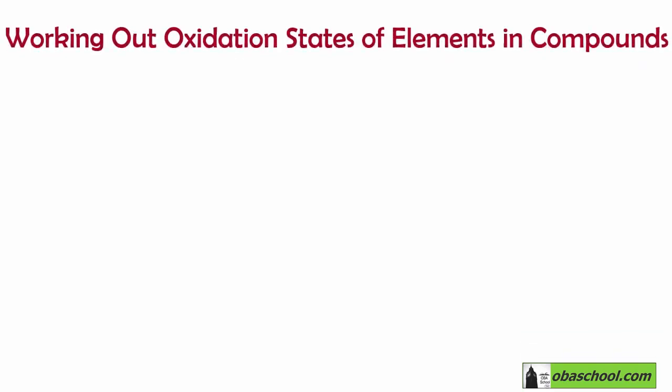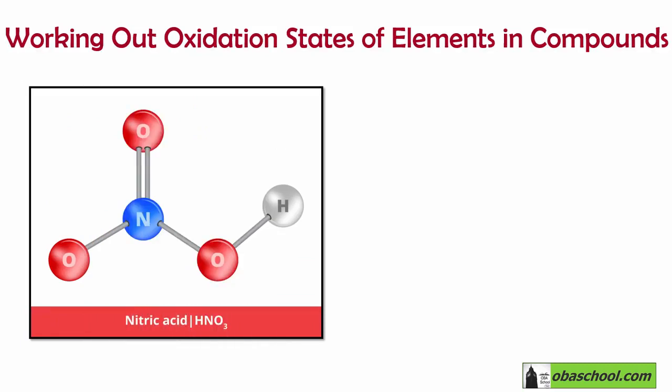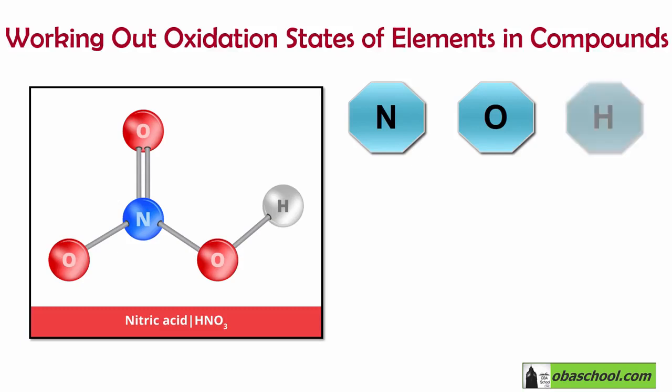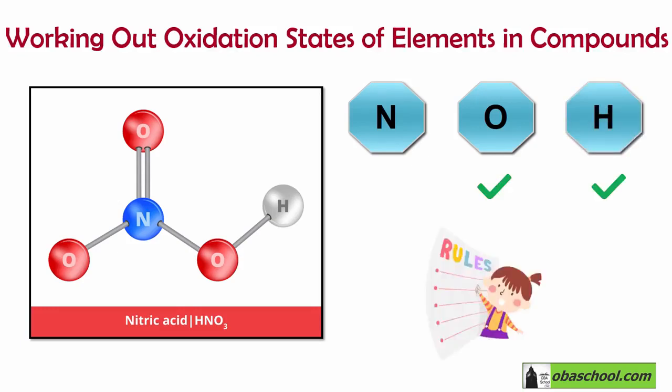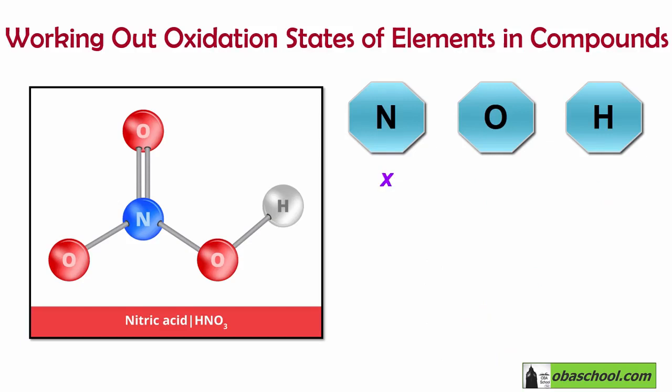Let's take another example. Now we have nitric acid, HNO3. We have 3 elements in this compound, which are nitrogen, oxygen, and hydrogen. From the rules, we know the oxidation numbers of oxygen and hydrogen, and thus we are left with nitrogen and we have to find it. So let X be the oxidation number of nitrogen, which is unknown. From the rules, we know that the oxidation number of oxygen in such a compound will be equal to -2, and the oxidation number of hydrogen will be equal to +1.